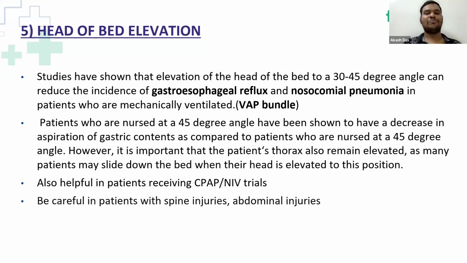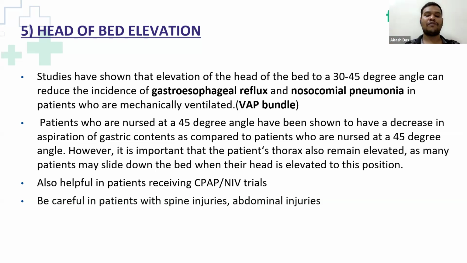So next is head of the bed elevation. Studies have shown that elevation of the head to a 30 to 45-degree angle can reduce the incidence of gastroesophageal reflux and especially nosocomial pneumonia in patients who are mechanically ventilated. So it is a part of the ventilator associated pneumonia prevention bundle, the VAP bundle, in all the ICUs, and it has to be followed.